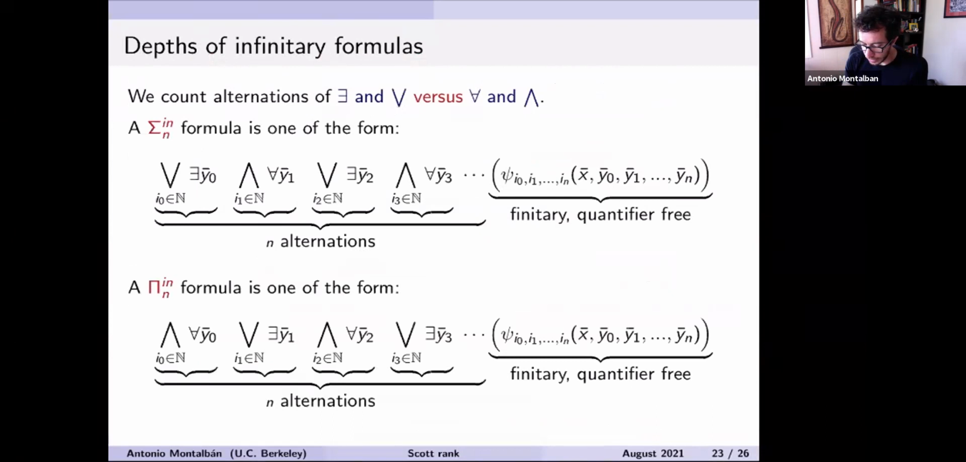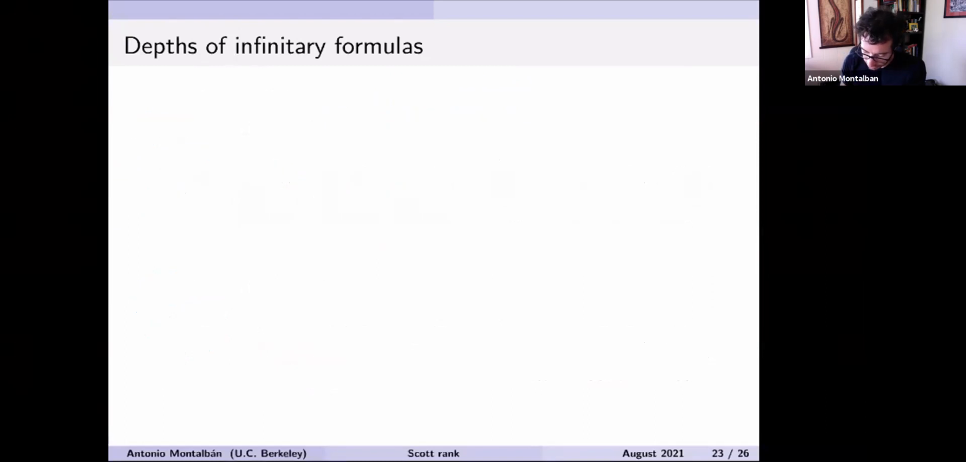When you look at the complexity of a formula, you're going to look at the alternations of exists and ors versus for alls and ands. So when you have an exists and an or, this infinitary disjunction, you put them together. These ones you put together. These ones you put together. Here you have 4 alternations, and maybe more in here. That's how you count the alternations. If you start with or or exists, you put a sigma. If you start with and, you put a pi. So let's look at the examples that we have so far.